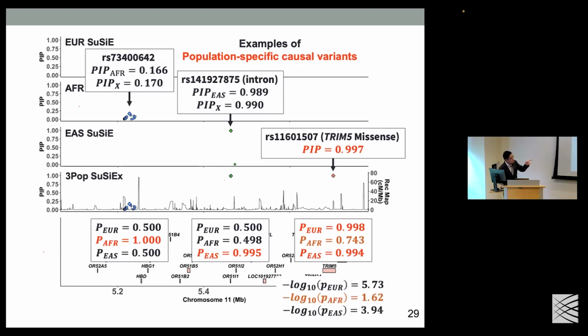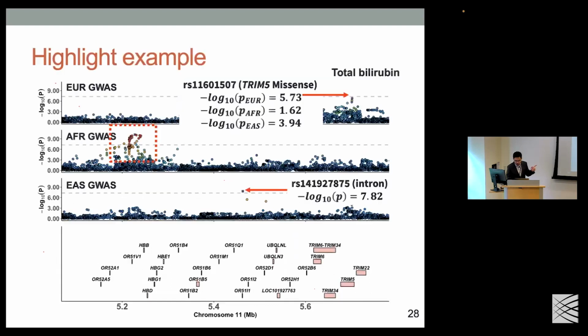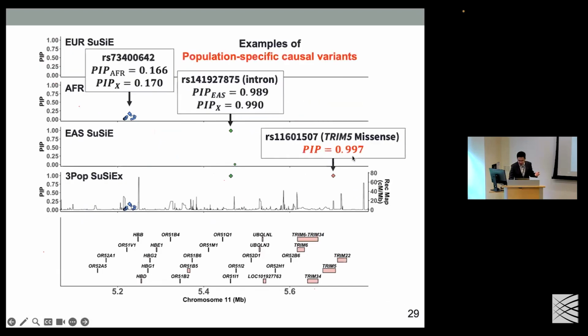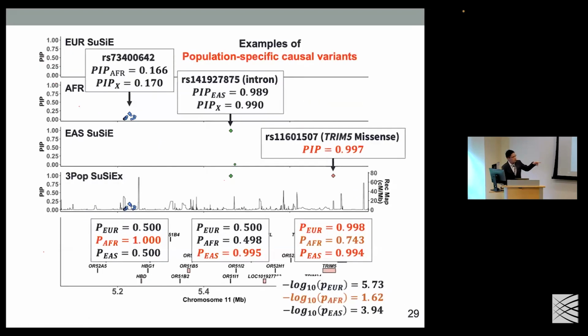The p-value also supported our results: the negative log10 p-value for African is only 1.62. But maybe there is some weak signal here. But this variant didn't meet the threshold for African specific.